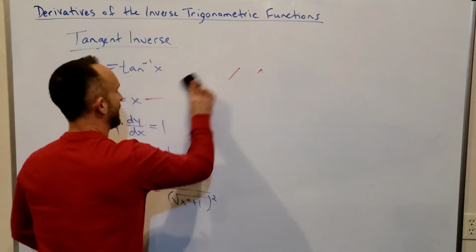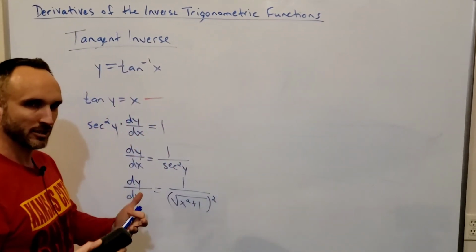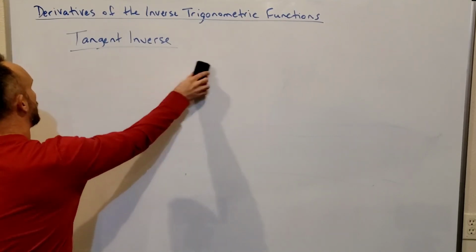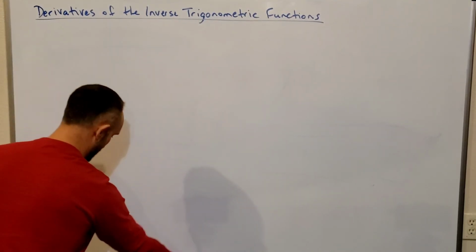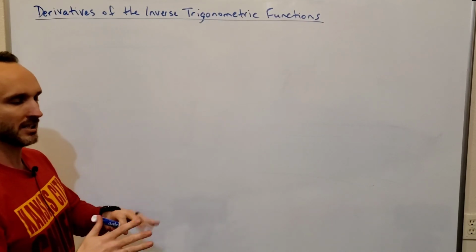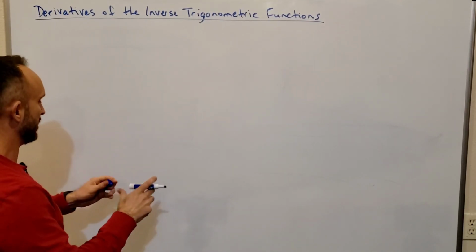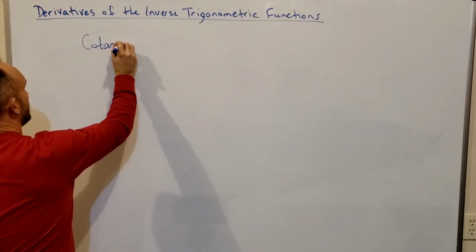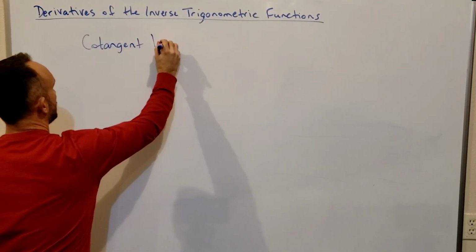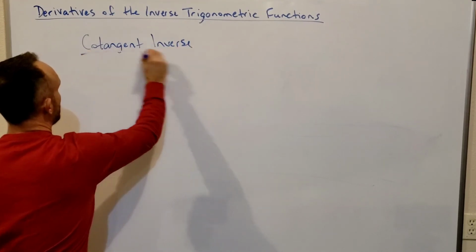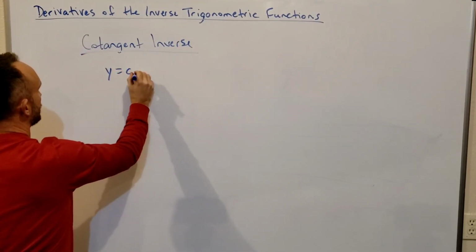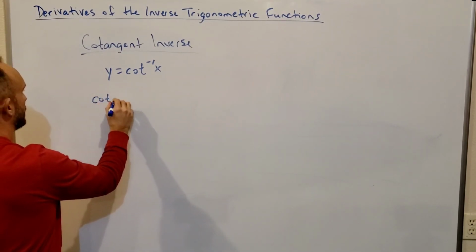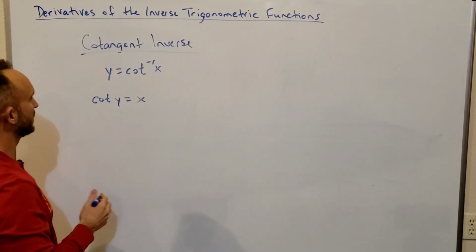At this point, I would bet on you being able to do the cotangent inverse derivative yourself, so I'd encourage you to pause the video and try it out to see what you get. You may even be able to guess it, but let's stick to the mathematics and ensure that we get it right, and then maybe you could come back and check your work. So cotangent inverse. Inverse both sides, so we get cotangent of y equals x.